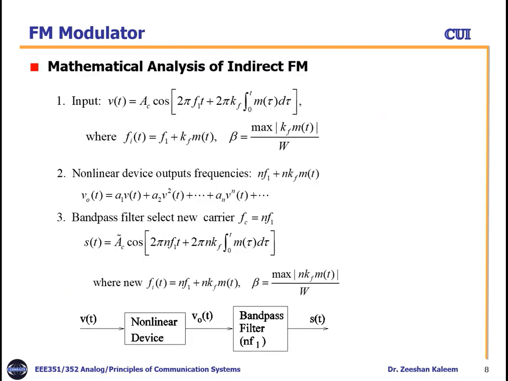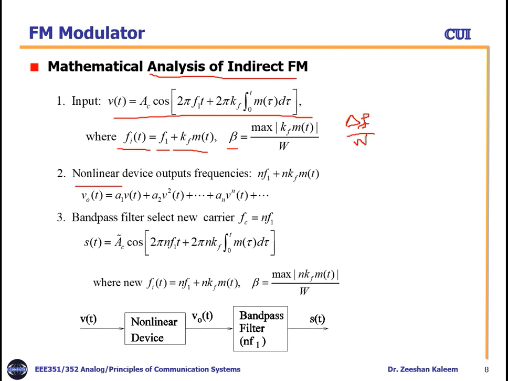So this is the mathematical analysis of the indirect FM. This was our input, right? The general equation of narrowband FM, where the instantaneous frequency is F1 plus KFM T, and beta is the modulation index, which is the maximum of KFM T over W, right? Or usually we call it delta F over W, or FM.